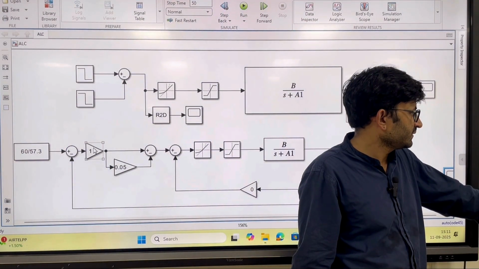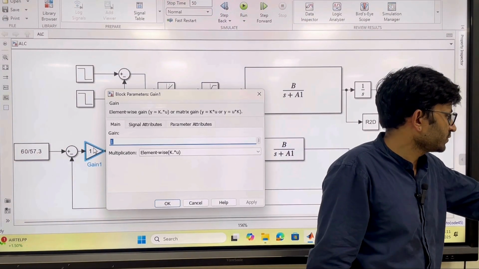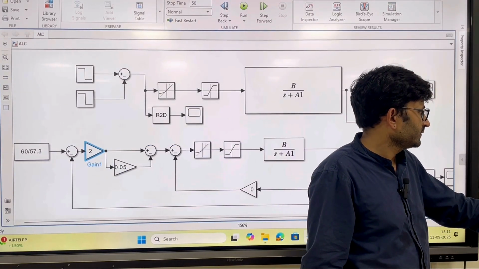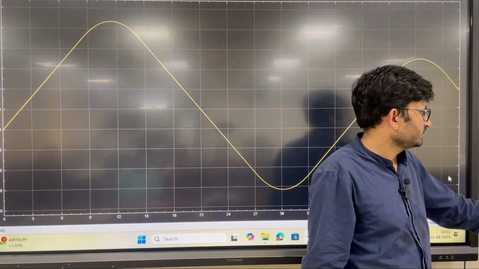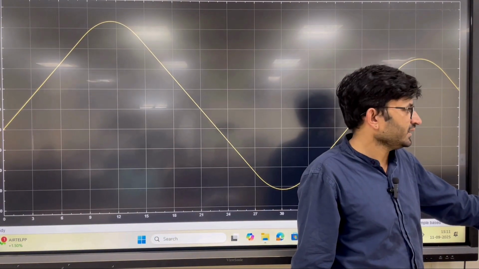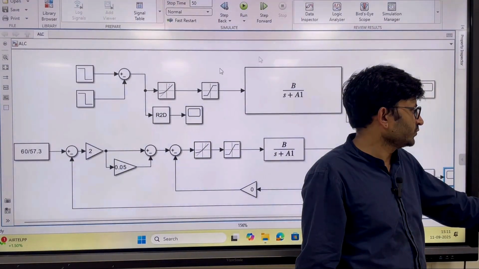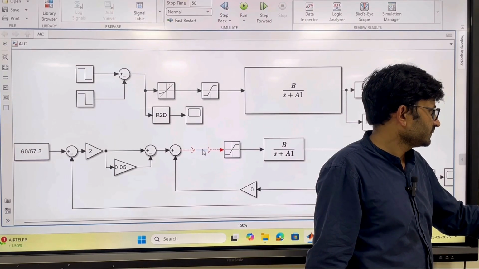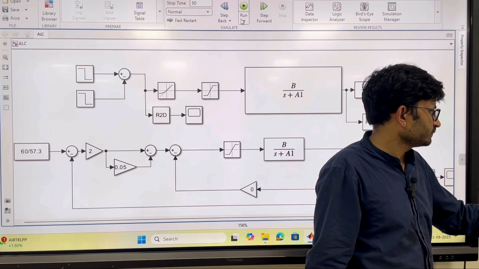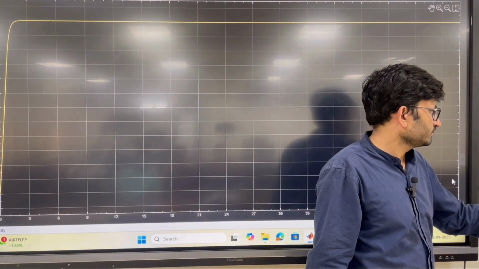And when you take gain 2, see this response. Okay. And when you remove this rate limit, perfectly working.